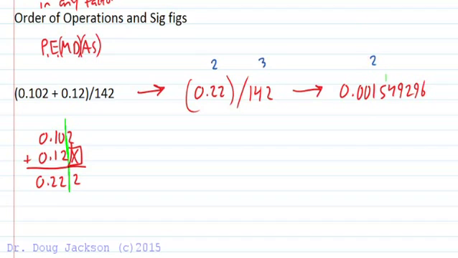Where's our 2 sig fig line? There it is. Okay, 15. And do we round up or down? We round down because it's a 4, and so our final answer is 0.0015.